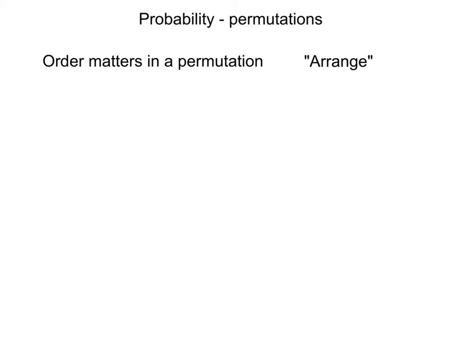One of the key words you want to look for is arrange. How many ways can you arrange the letters in a word? How many ways can you arrange books on a shelf or arrange students in a seat, that kind of thing. So when the order in which you pick things matters, that's when we know it's a permutation. So I'm just going to give an example here.